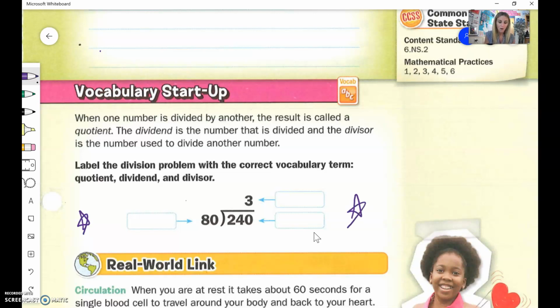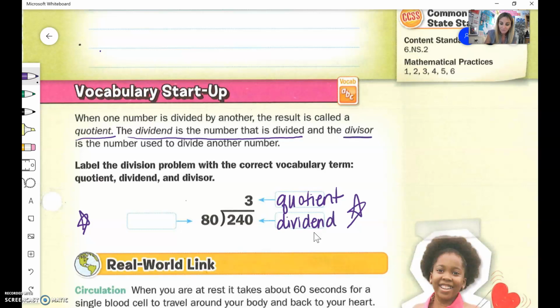So when one number is divided by another, the result is called the quotient. So the answer to a division problem is the quotient. We're going to go ahead and write quotient up here because in this division problem, the quotient is 3. Okay, when I take 240 and I divide it by 80, the dividend is the number that is being divided. So I'm taking 240 and that's what I'm dividing, therefore that is the dividend.